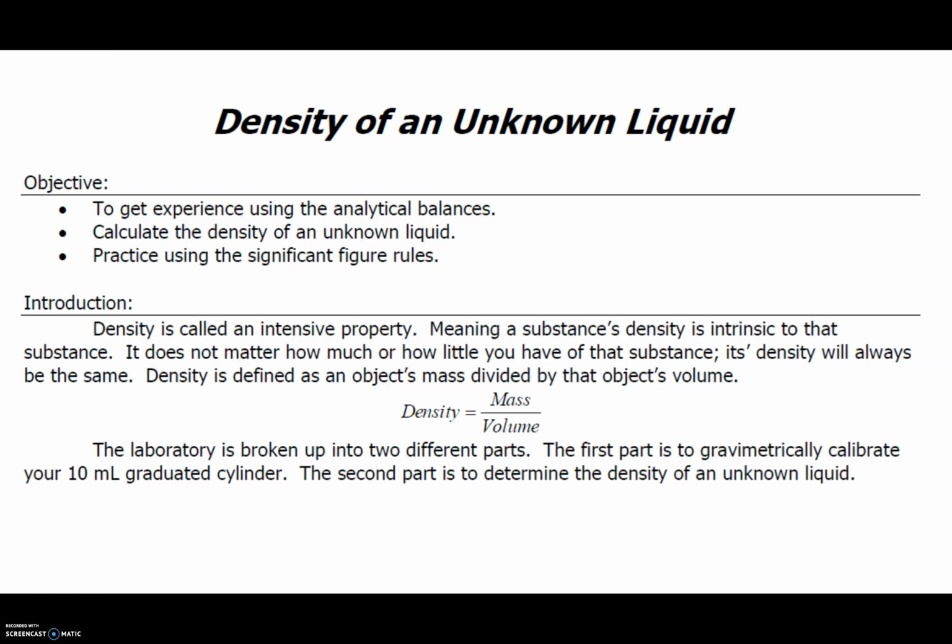So today's lab is going to be on determining the density of an unknown liquid. What you're going to do is get a liquid, and you need to determine the density of it. Basically, the mass and the volume to determine the density. And the way we're going to do that is we're first going to calibrate our 10 mil graduated cylinder. So that's the first part.